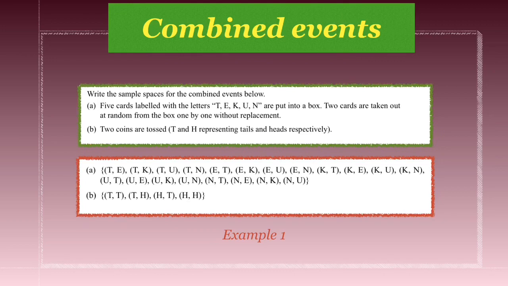For B, the answer is {TT, TH, HT, HH}. The answer must be in ordered pairs in a set form. So you must write the braces to indicate it is a set.